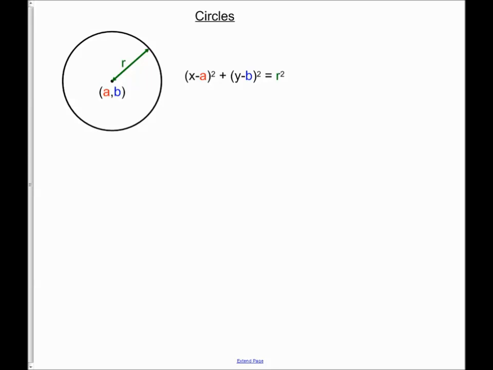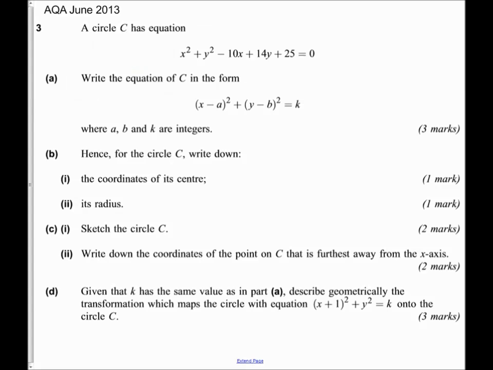Hello, today we're going to have a look at circles. The equation of a circle is (x − a)² + (y − b)² = r². Normally, the first part of the circle question will check your understanding of this. So let's have a look at an exam question.